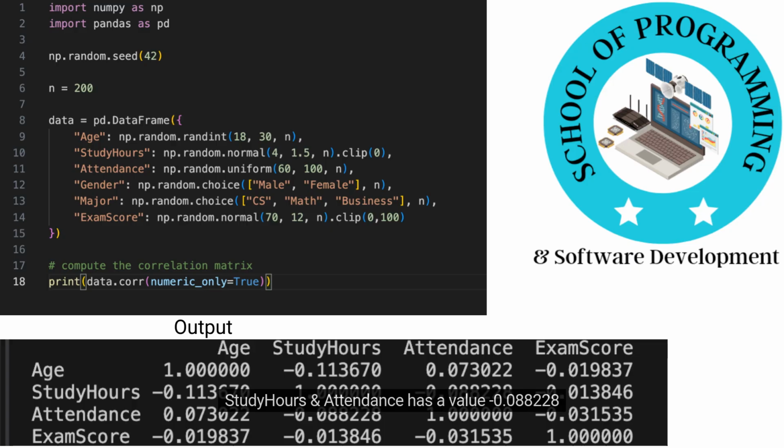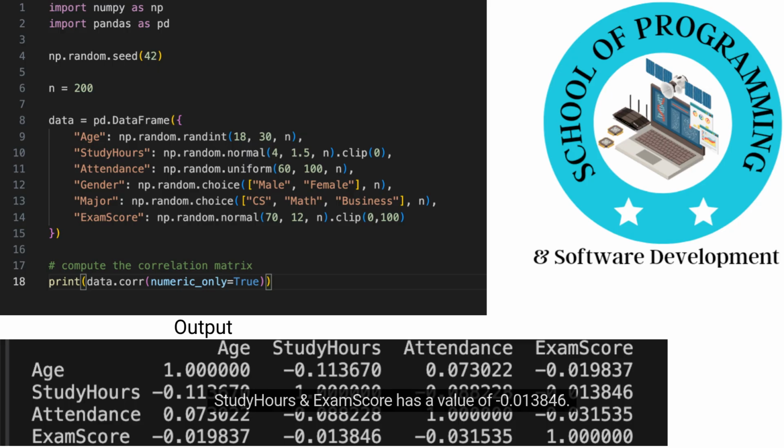Study hours and attendance has a value of -0.088228. Very weak negative relationship. Meaning, students who study more do not necessarily attend more. There is no meaningful connection.